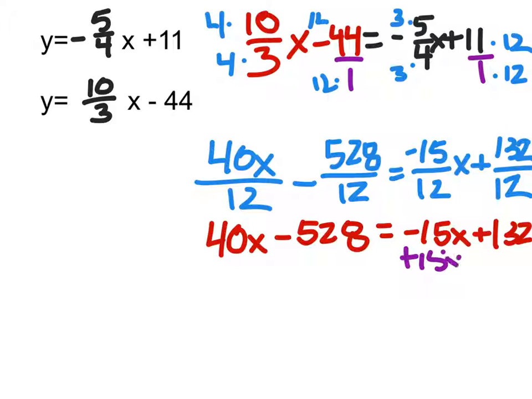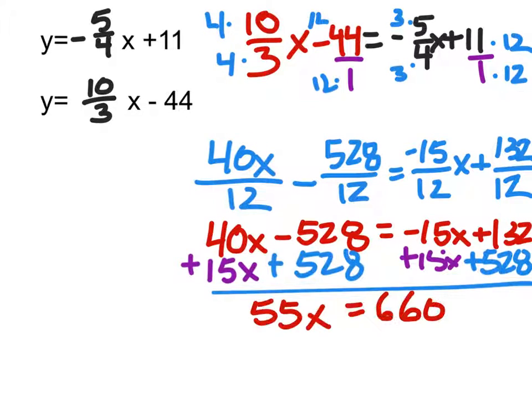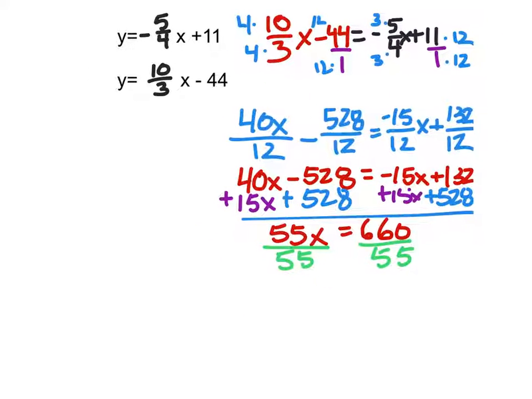So I'll add 15x right here. So I add 15x here as well. And then I will also add 528 here, which means I'll also add 528 right here. And that gives me 55x equals 660. And finally, I'll divide both sides by 55. And that'll tell me my value of x. And x is 12 right here. So in my solution, which I'll put right here, I know that my x is 12. Now we will check this, but for now this will do.